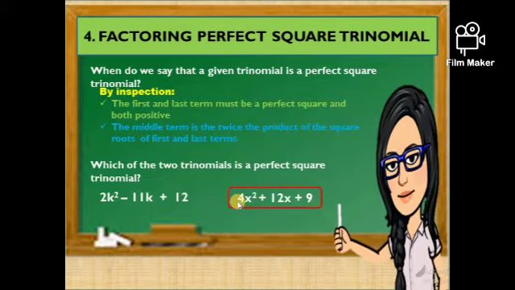Bakit? 4x squared is a perfect square. Ang square root nito ay 2x. At ang 9 is also a perfect square. Ang square root niya ay 3. So pag minultiply natin ang 2x and 3, ang sagot ay 6x. Then twice the product, so times 2. It will give us positive 12x. Therefore, this is a perfect square trinomial.